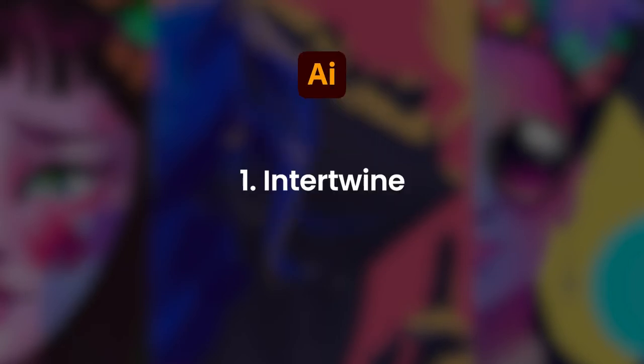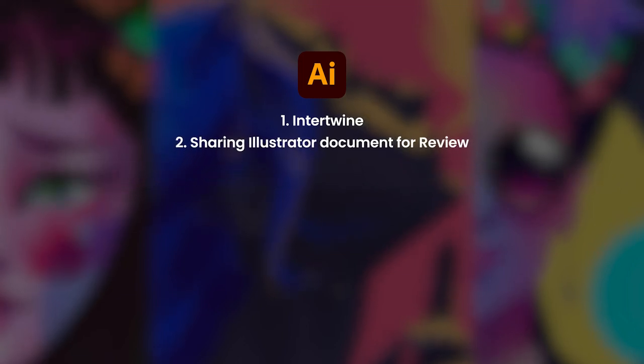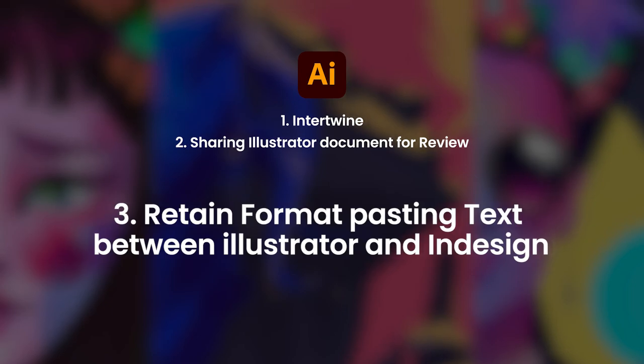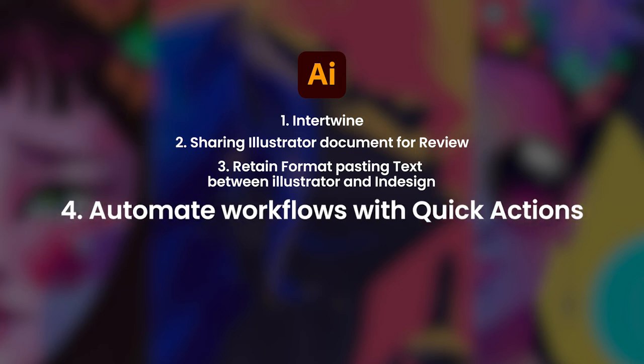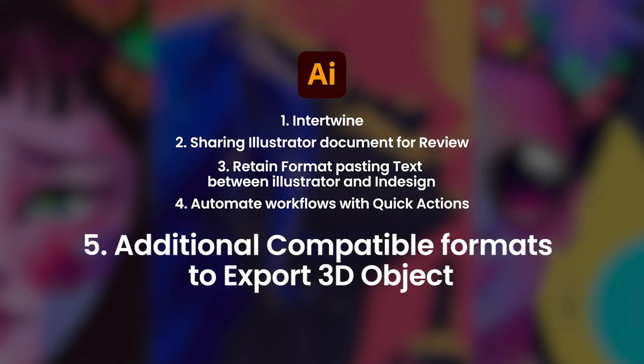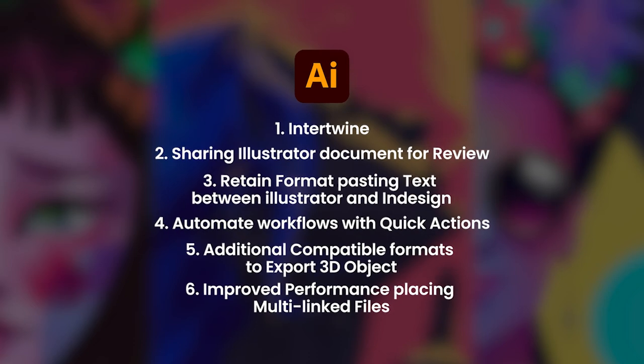The first one is Intertwine. The second one is sharing Illustrator documents for review. The third one is retain format when pasting text between Illustrator and InDesign. The fourth one is automate workflows with quick selection. The fifth one is additional compatible formats to export 3D objects. And the sixth one is improved performance when placing multi-linked files. So these are the updates and new features in Photoshop and Illustrator.